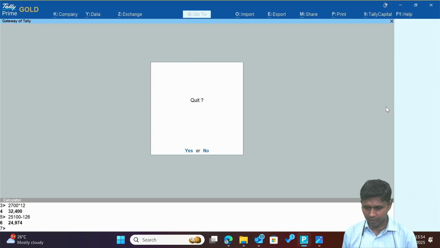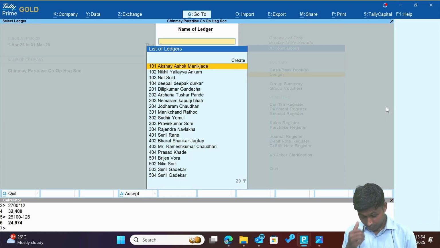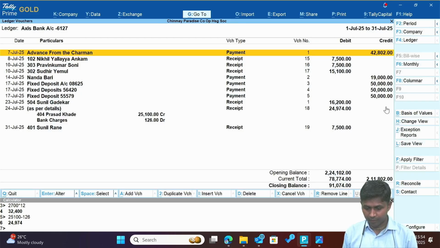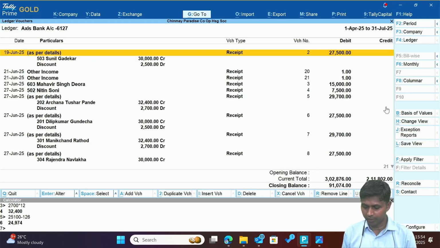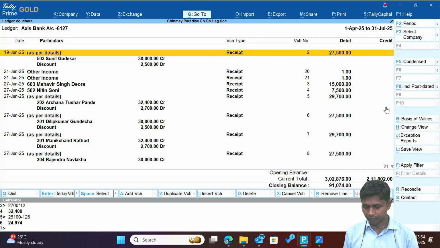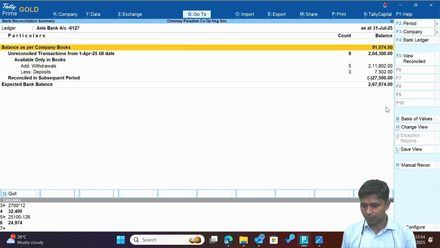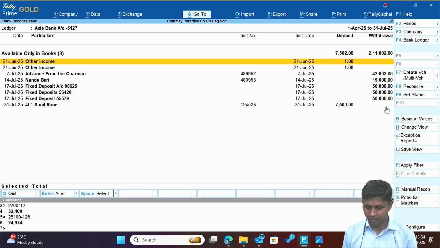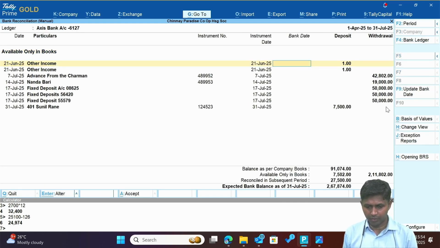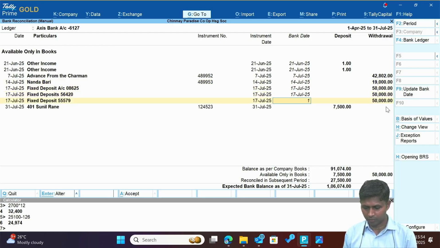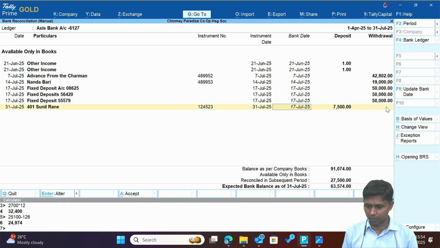Now, then again, DAL, Axis Bank. Remove the date, say Alt R, and after Alt R, unreconciled transactions, and as I said, again Alt R. For that, no need to check the bank statement; straight away write the dates on the instrument date: 21st, 7th July, 14th July, 17th July, 17th July, and after that 17th July. Sorry, here 31st July.